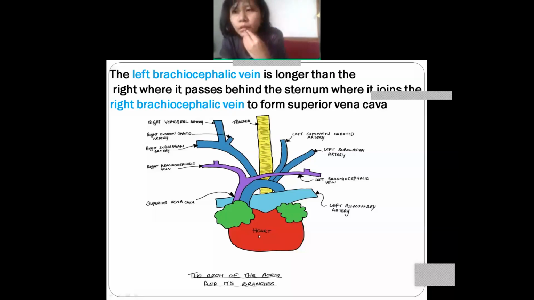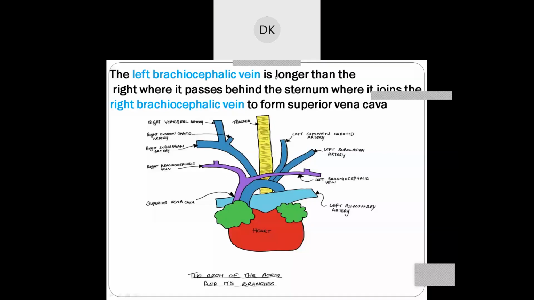If you understand, the left brachiocephalic vein is longer compared to the right brachiocephalic vein. And these two veins, when they unite together, form the superior vena cava, which is this, and then comes the heart. Okay, is it clear? Yes, ma'am. Okay.